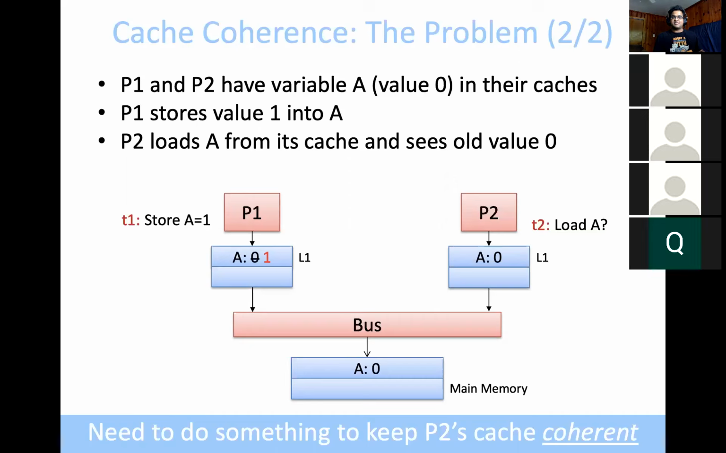The bus is in two directions, right? It can move from the main memory to the cache, and from the cache to the main memory. Yes, the bus is multi-directional. Okay, so fine.